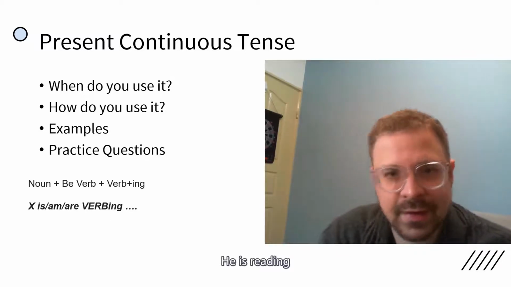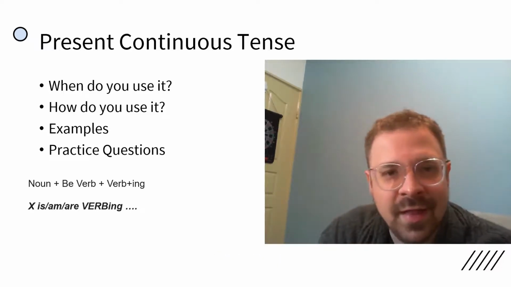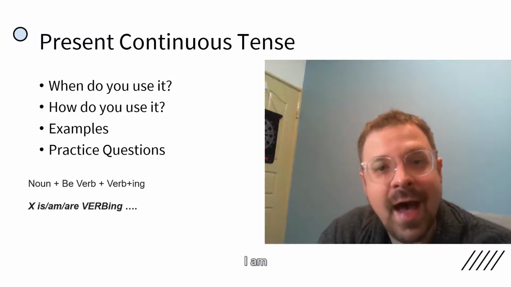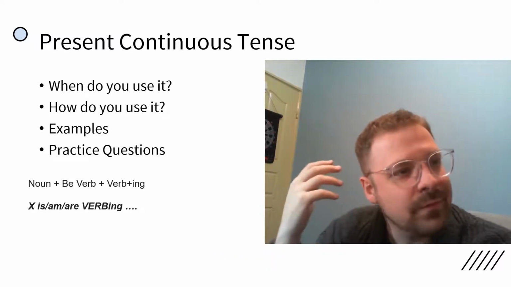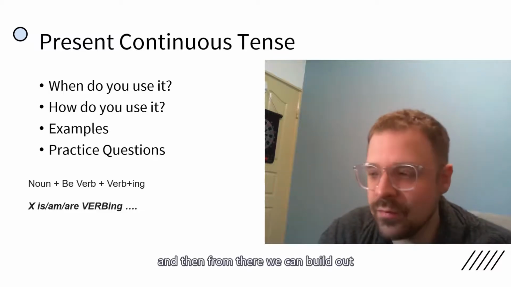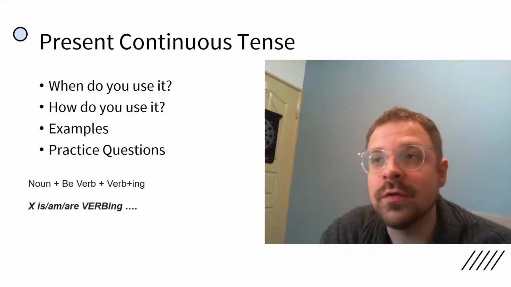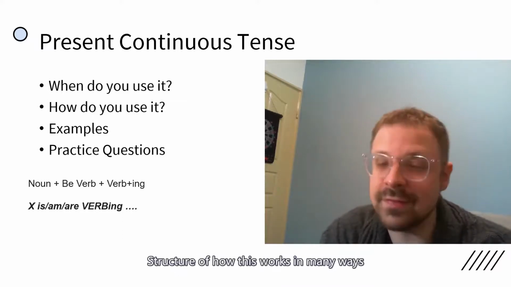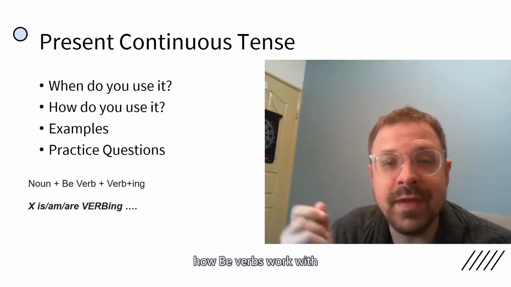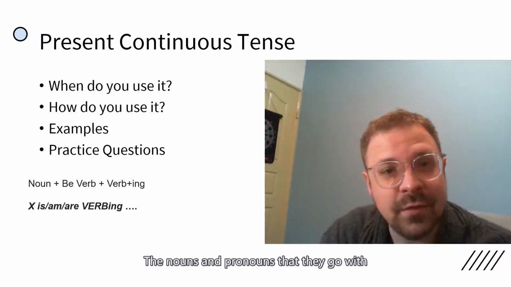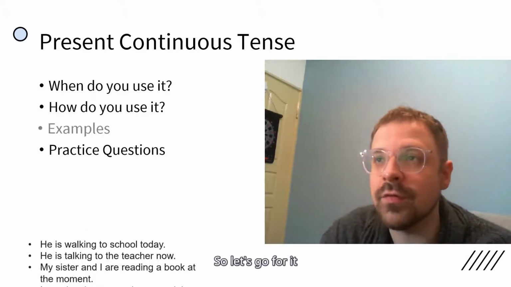He is reading. You are talking. We are listening. They are playing. I am swimming. We are listening to music, right? And then from there we can build out. And that's it. That's the whole structure of how this works. In many ways, this is the most straightforward. If you understand how be verbs work with the nouns and pronouns that they go with, then you're ready. So let's go for it.